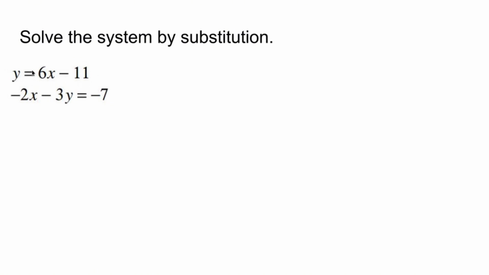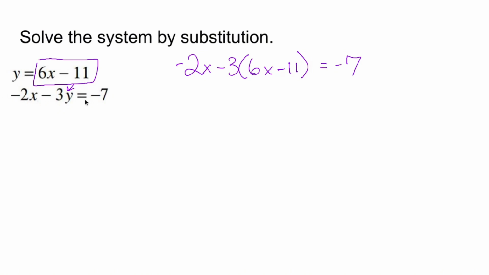So once you have y or x all by itself, you take that equation and plug it into the variable for the other equation. So this is going to be a bit sloppy, so bear with me. Y is 6x minus 11. So I'm going to write the other equation and turn y into parentheses 6x minus 11 because y is 6x minus 11. Okay, so I rewrote this bottom equation and replaced y with 6x minus 11.